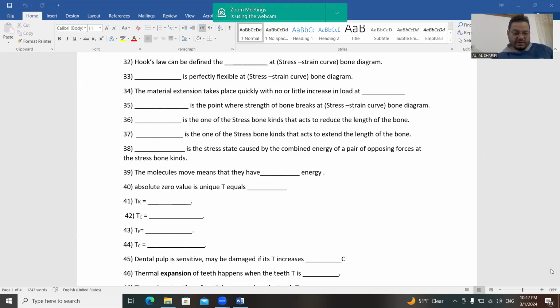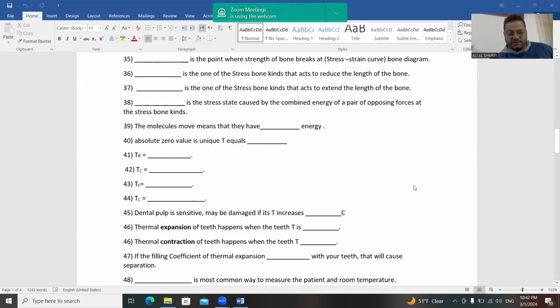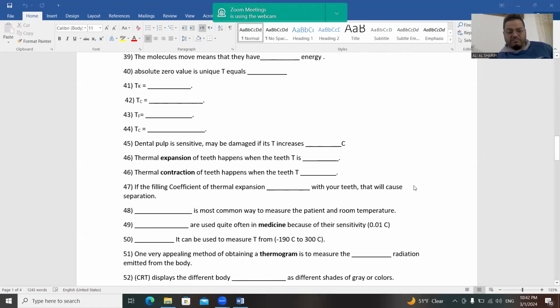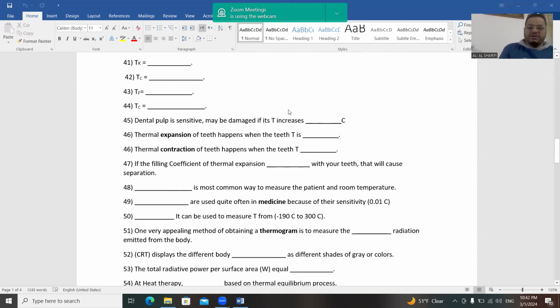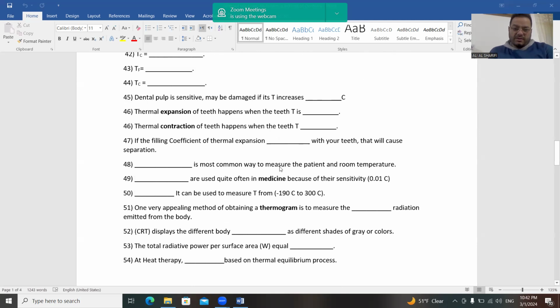According to the Fahrenheit, dental pulp is sensitive, like I said before, and may be damaged if its temperature increased to a specific number. I need this number. Thermal expansion of teeth happens when the teeth temperature is. Thermal contraction of teeth happens when the temperature is.